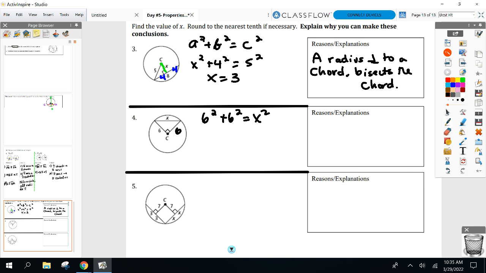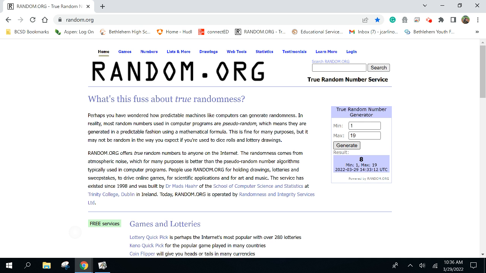What do we look at here? 8.5. What do we use here, other than Pythag, the circle theorem we used here? Talk to me. What else did we use here other than Pythag? 12?